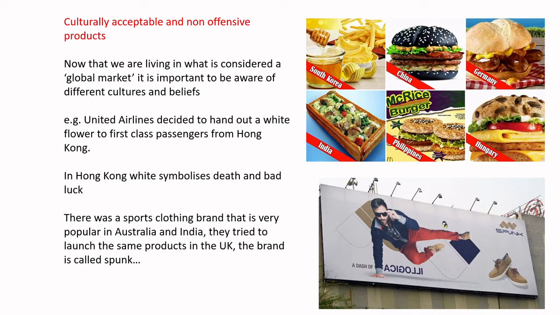And this is my favourite of all time. I've mentioned this multiple times. There's a sporting brand that's very, very popular in Australia and India, and this word means something very different in other countries, and they tried to launch that same product in the UK. The brand is called Spunk, and it turns out people in the UK don't want the word spunk written across their t-shirt. I cannot imagine why.